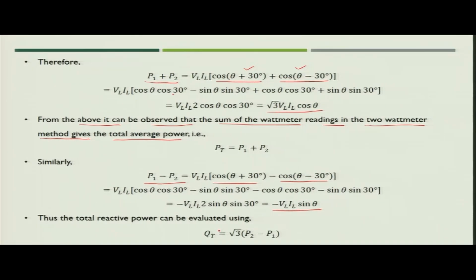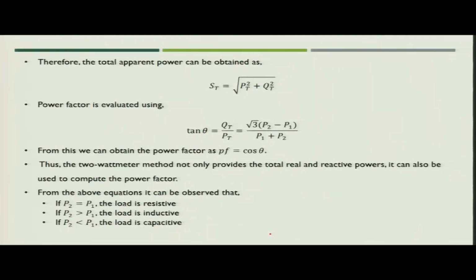So, what you can write is that the total reactive power consumed by the 3 phase load is equal to root 3 times P2 minus P1. The apparent power, that is total apparent power ST, is nothing but the square root of PT square plus QT square, or you can write it as the wattmeter readings, W1 plus W2 squared, plus root 3 times W2 minus W1 squared. This will give you the total apparent power for the load.